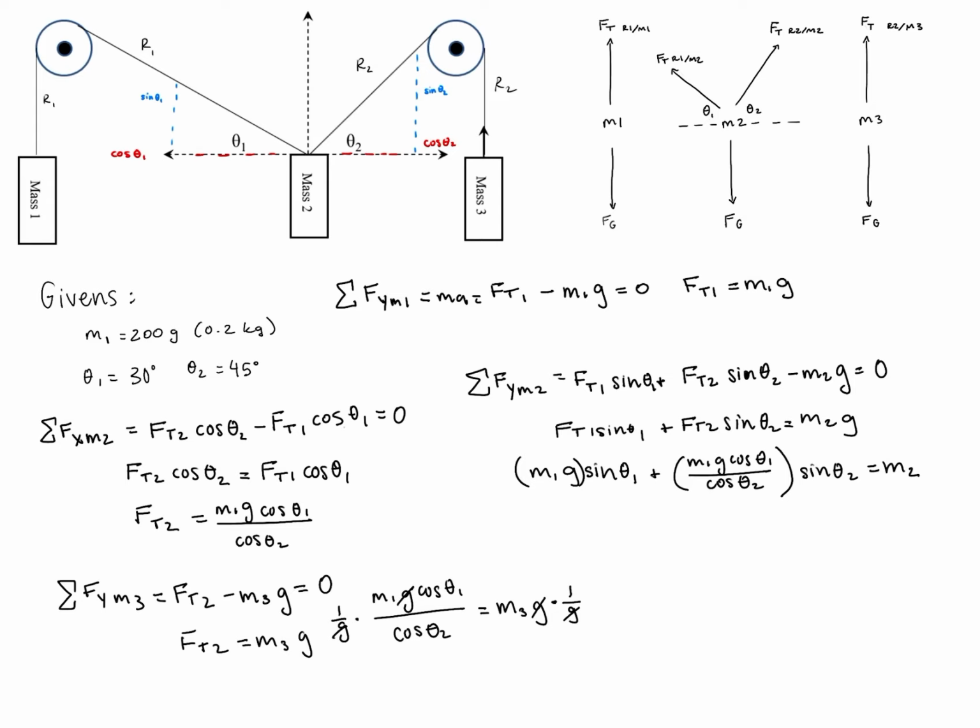I have already plugged this in with the givens listed into the calculator to find the masses of M2 and M3. So for my final solutions, M2 is equal to 0.273 kilograms, and M3 is equal to 0.245.